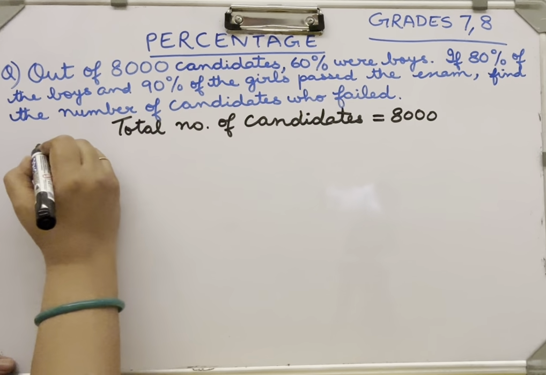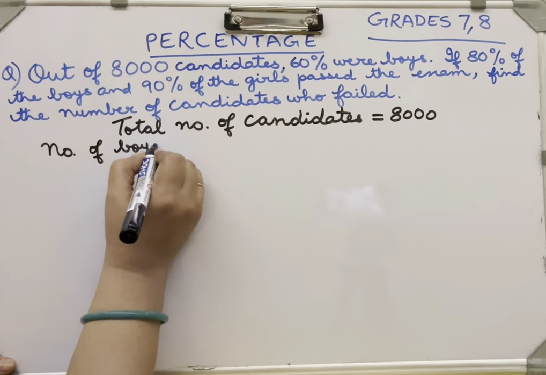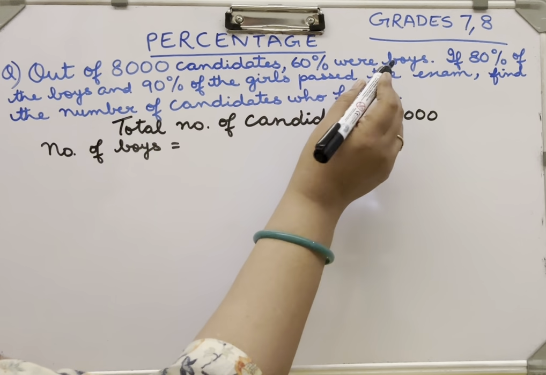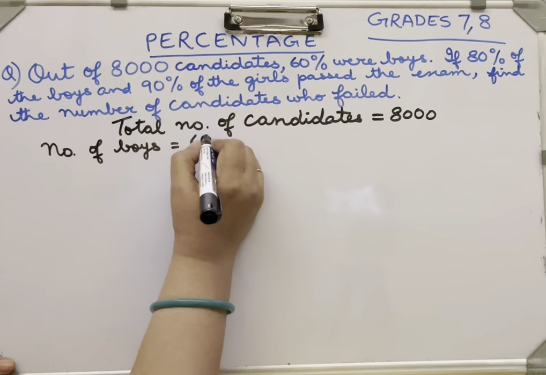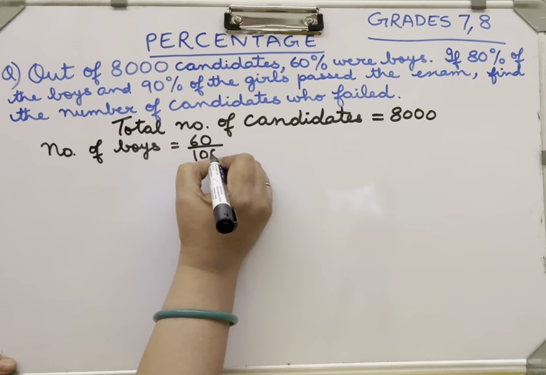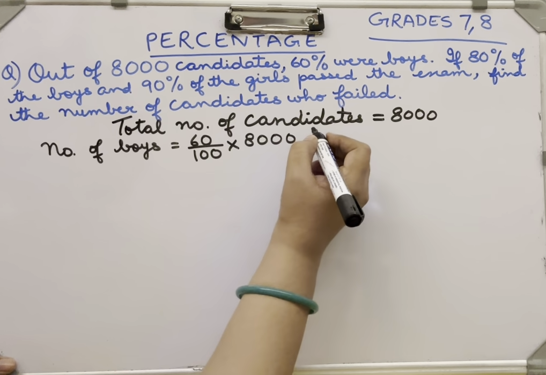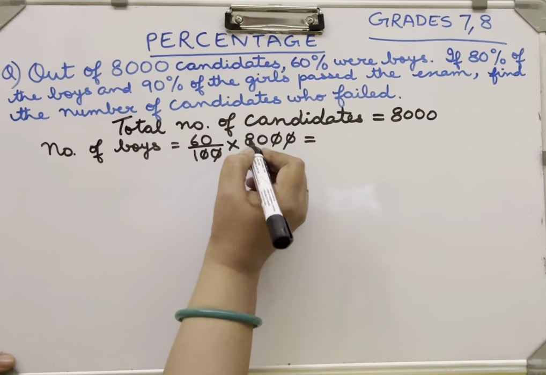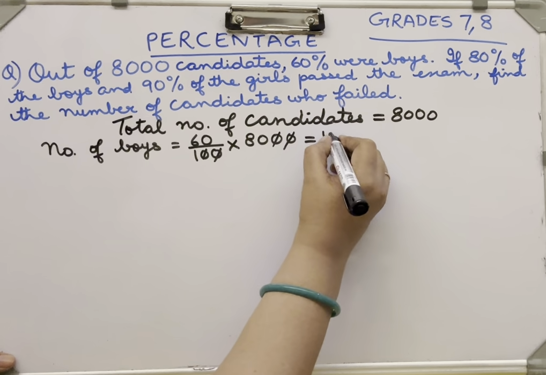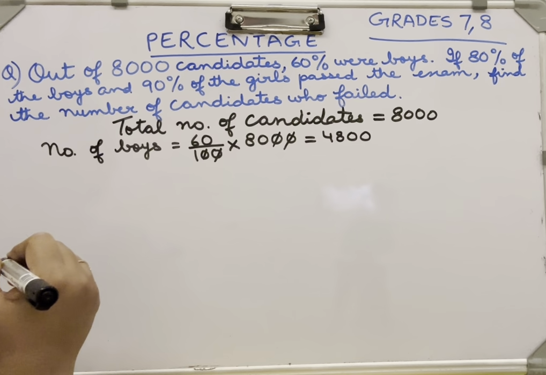Now the number of boys. It's mentioned 60% were boys, which means 60% of total candidates were boys. So 60 by 100 multiplied by 8,000 is equal to 6 multiplied by 8 is 48. So 4,800, the number of boys.